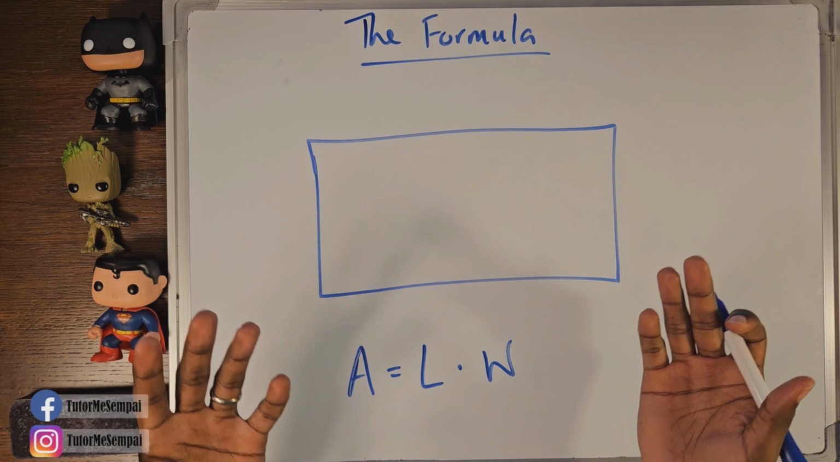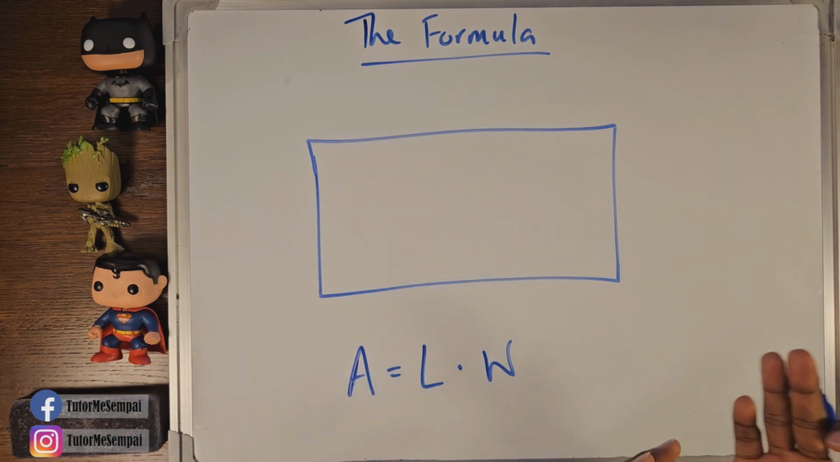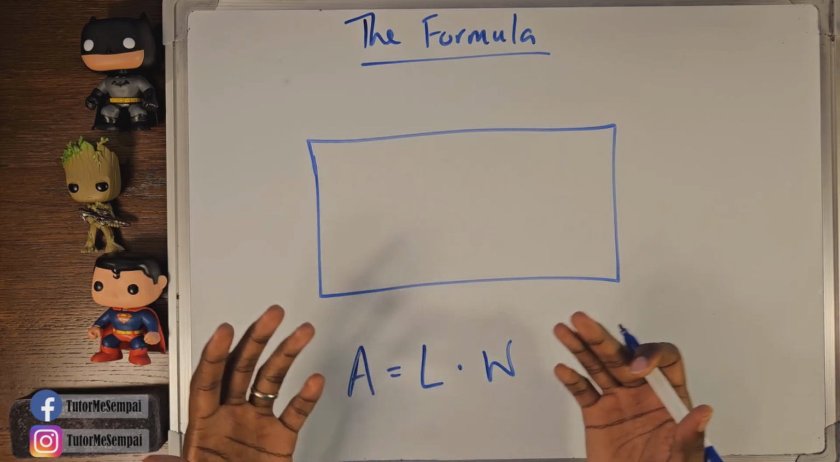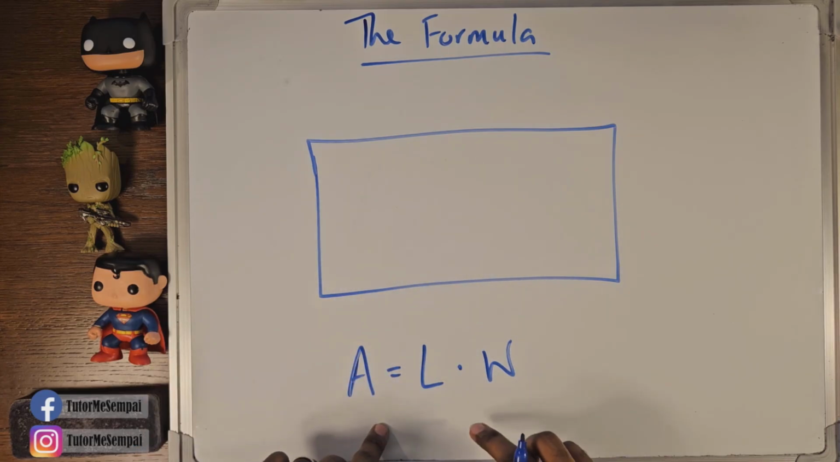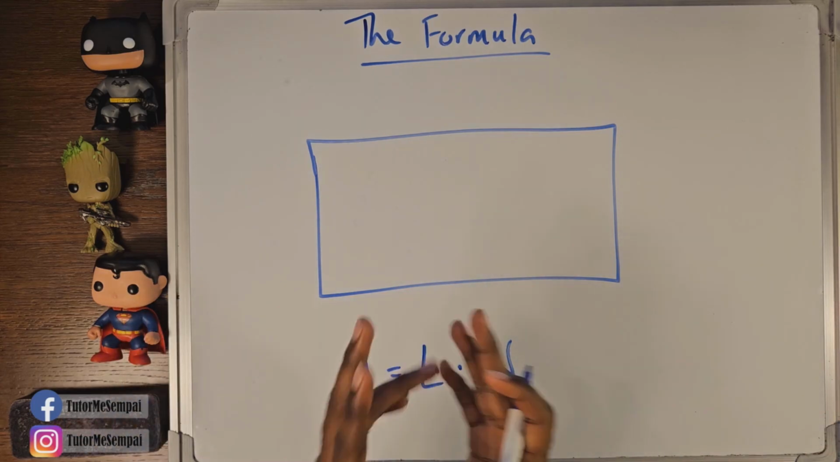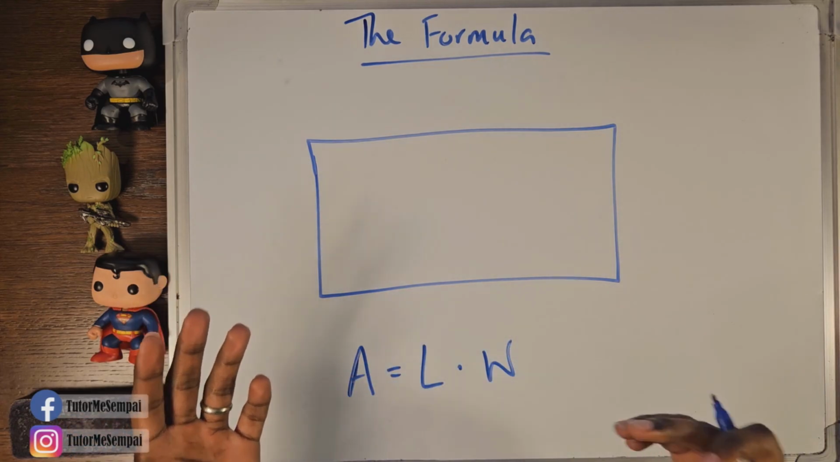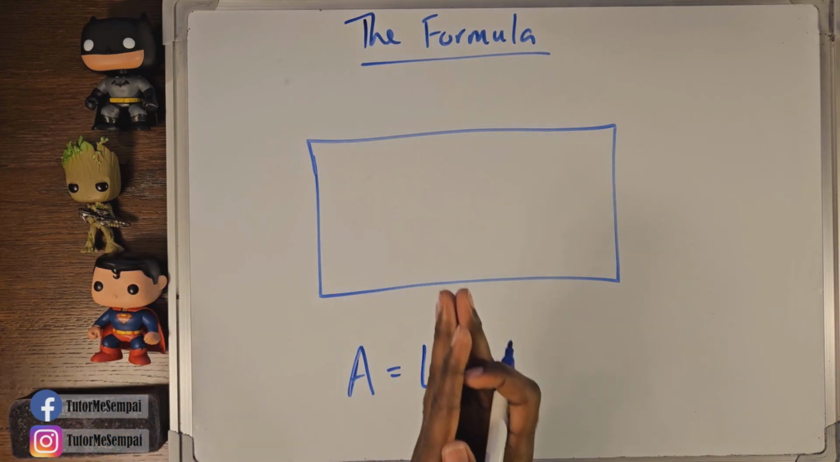But what is the length and width of a rectangle? Well, the length is going to be a side and the width is going to be another side. But which sides do they belong to? Well, for this formula, it really doesn't matter which side is your length or your width as long as the two sides you choose are adjacent. Now, what does adjacent mean? Adjacent just means they're next to each other.